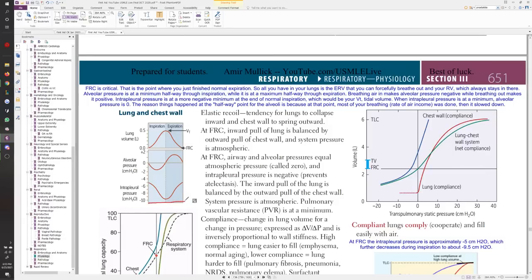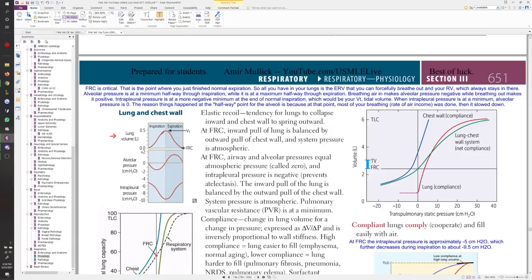The x-axis is time. So what you're seeing here is a person that breathes in, which is the left half, and then breathes out. So breathing in, of course, the top graph, this part is the easiest part.